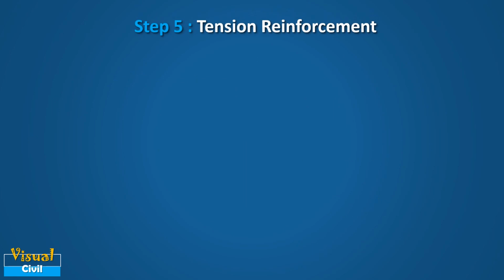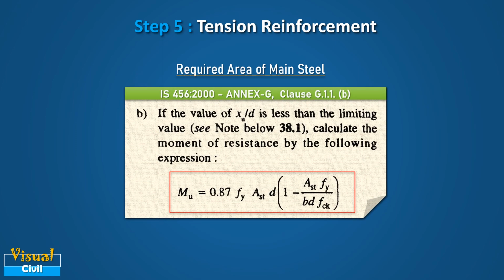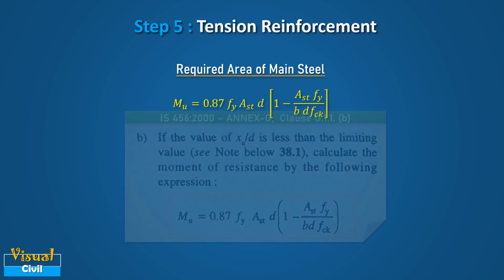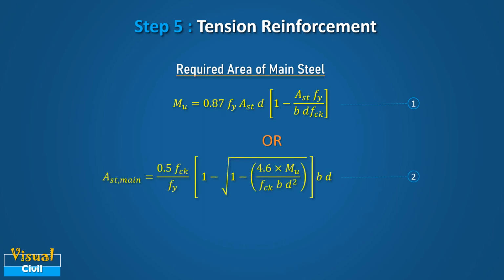After knowing the adequacy of the thickness of the slab, let us compute reinforcement on the tension side of the slab in step number 5. The area of steel required for the design bending moment can be calculated by referring to the formula given in clause G1.1b, Annexure G of IS 456-2000. This formula results in a quadratic equation. So, you need to solve the quadratic equation to get the value of Ast. Otherwise, you can also use the simplified equation number 2 to calculate area of steel.